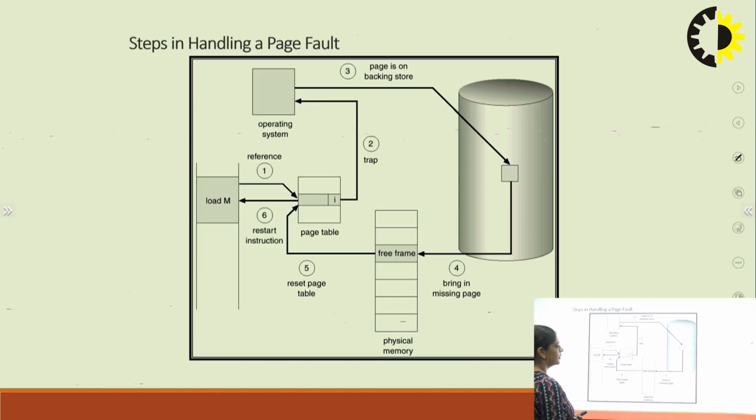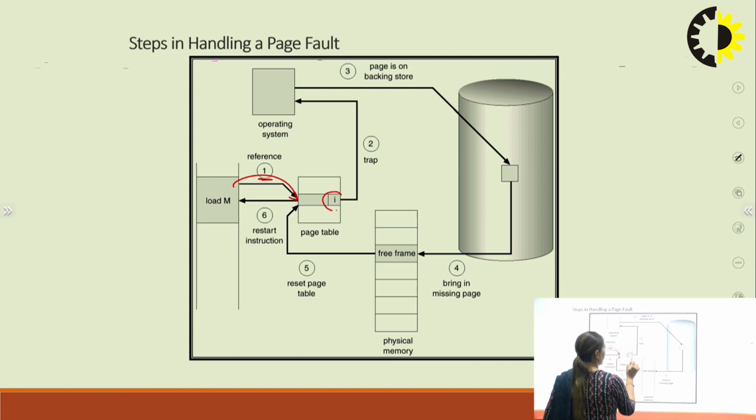Now, how to handle a page fault? You should know all the steps. First, number 1, when a page is required, the page table is searched. When it was searching this way, we found that it has an invalid bit. Invalid bit means that page is not present in the physical memory. Something has to be done to access that page.